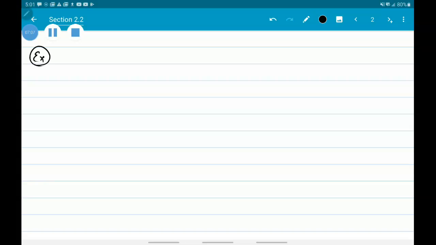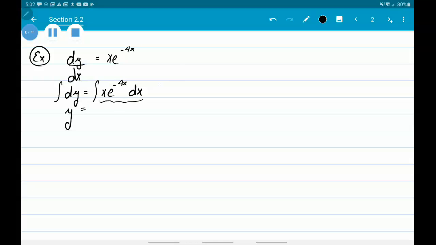So let's say we have dy over dx is equal to xe to the negative 4x. If we want to solve something like this, we could use that separation of variables. So we would have dy is equal to xe to the negative 4x times dx. And now that we've separated, we can integrate both sides. So if we integrate dy, we're just going to get y. This guy is going to be by parts. And anytime you do by parts, you should show me all of your work.